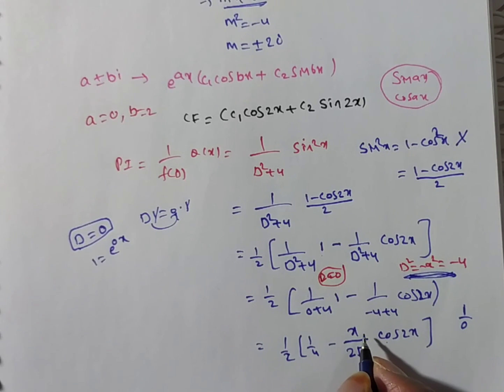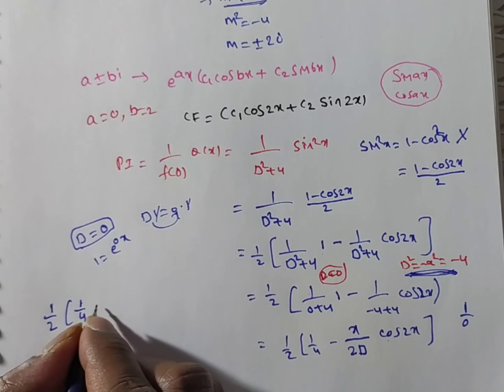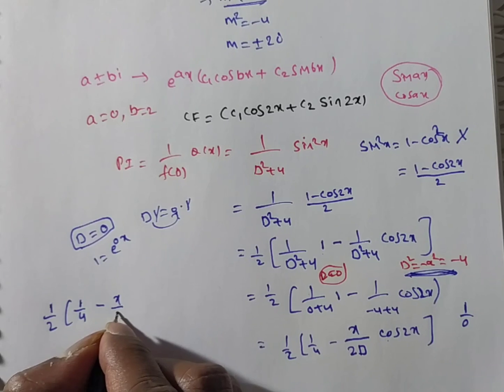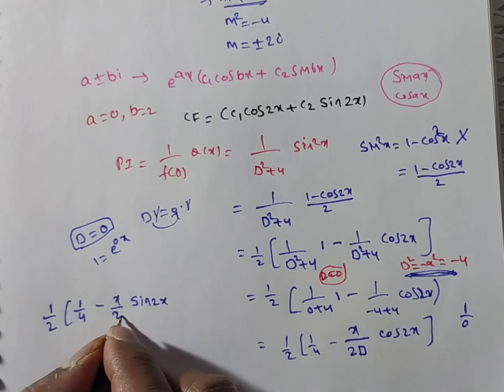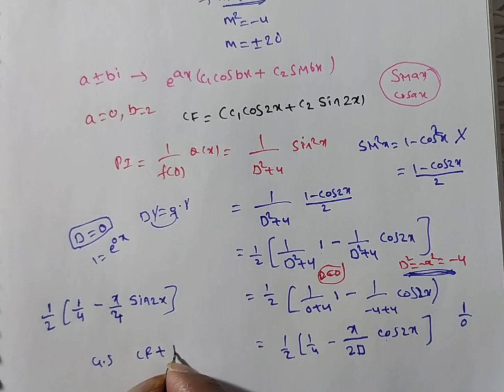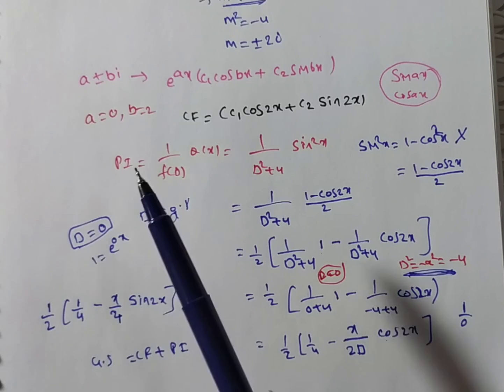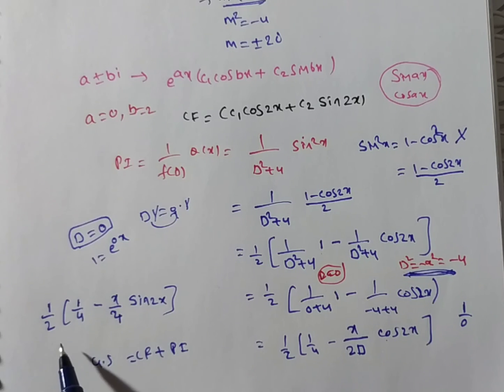Now friends, here you have only D power 1. If D is in the numerator, we will do differentiation. If D is in the denominator, we will do integration. So I am writing here 1 by 2 times half, 1 by 4 minus x by 2 into integration of cos 2x, which is sin 2x by 2, that is sin 2x by 4. So this is the particular integral. Hence the general solution is complementary function plus particular integral. Is it clear for everyone? So what is the final solution? C1 cos 2x plus C2 sin 2x plus 1 by 8 minus x by 8 sin 2x. Okay.